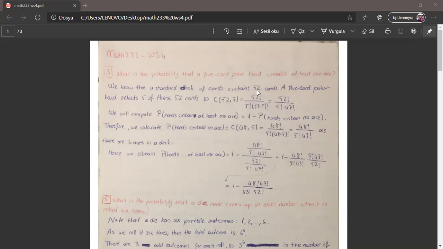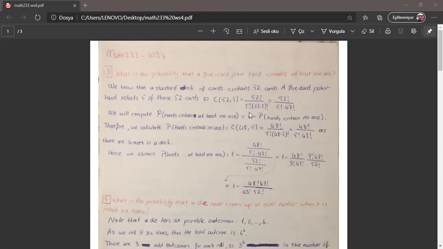We have 52 cards, and in a deck we have 4 aces. So we subtract them, and we have 48 cards in the deck without aces. We select 5 of them by computing this combination. So this is the probability where the hand does not contain any ace.